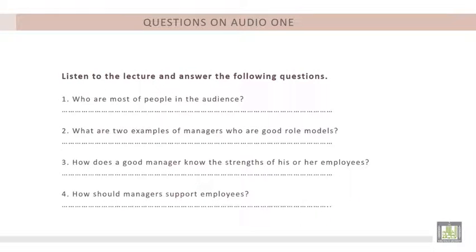1. Who are most of the people in the audience? According to the audio track, most of the people in the audience were holding management positions.